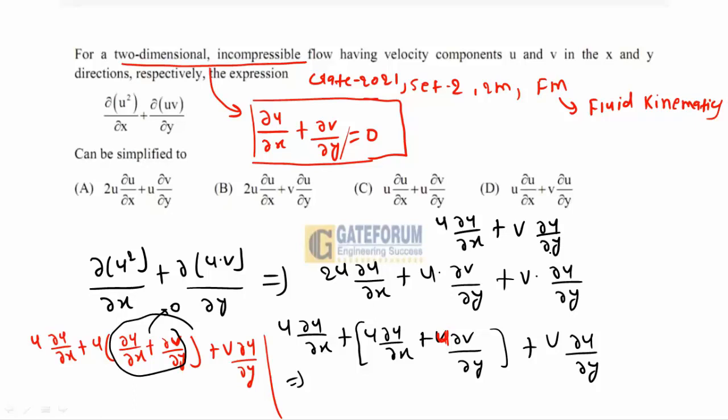So if you come to the options, tell me which one will be the right answer, my dear friends. u del u upon del x plus v del u upon del y. Thus we can say, sir, D is the right answer. Can we simplify to this? So D is the right answer. So yes, this is also an easy question. This equation was given, and what we had to do was simplify it. Just make a partial differentiation and use this concept because it is given in the question. By using this, we get option D as the correct answer.